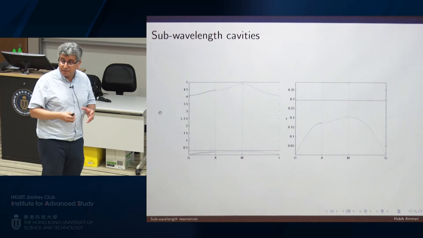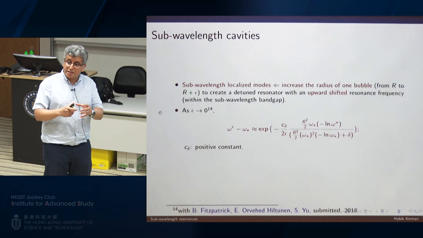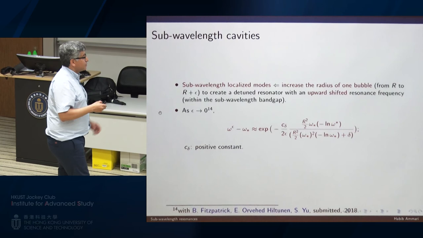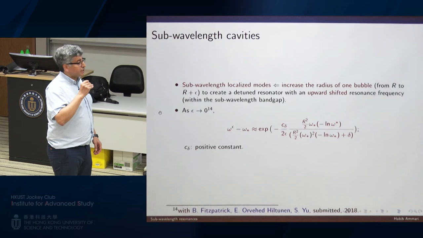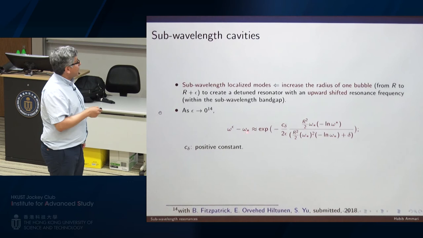You want to trap acoustic waves with wavelengths much larger than the size of the defect. It looks impossible, but in this subwavelength band gap, you can achieve this with bubbles. So you take this bubble, and you increase the radius of one bubble from R to R plus epsilon to create a detuned resonator with a resonance which is in the band gap. If you can do this, then you are done. And you have a formula for the eigenvalue created when you change the radius of one bubble, minus omega star. Omega star is the highest eigenvalue.